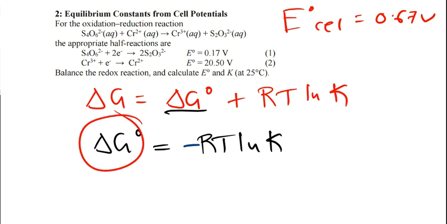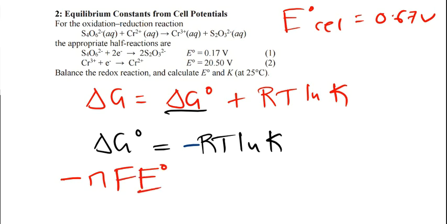The standard Gibbs free energy, we understand it's minus nFE, coming from the previous question on Gibbs free energy, where n is the number of electrons that were being transferred. And if you paid attention after balancing, n is equal to 2. Faraday's constant is a constant value, which will of course be given in your assessments, approximately 96,485.